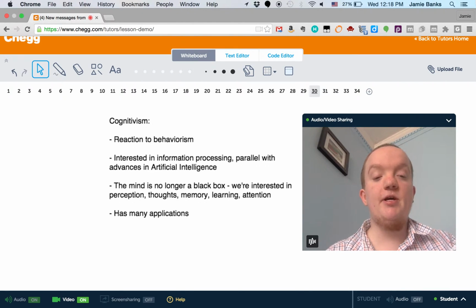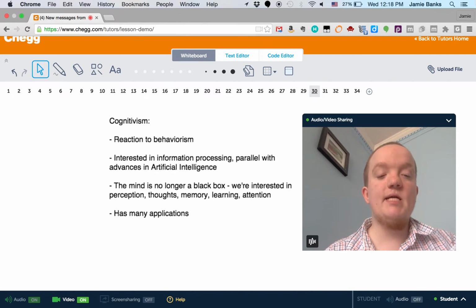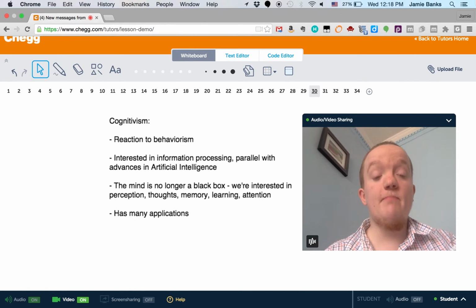It's interested really in information processing and came about around the same time as people really got interested in artificial intelligence and how to program computers to have mental processes just like humans do. In cognitivism, the mind is not a black box. We're not just observing behavior. We're theorizing about perception, thoughts, memory, learning, and attention. And this is not just a theory, but has many applications in therapy and especially education.